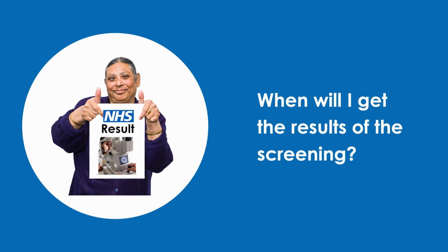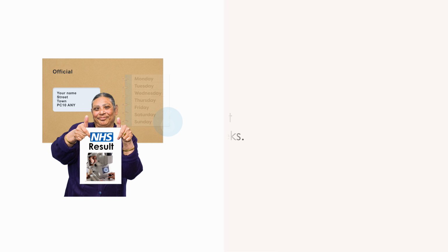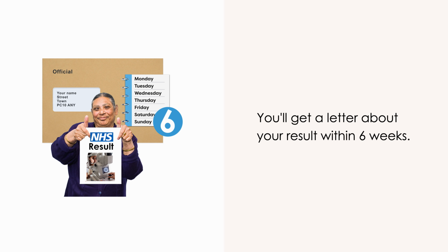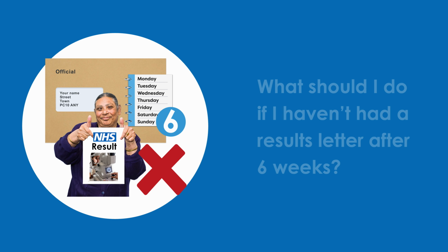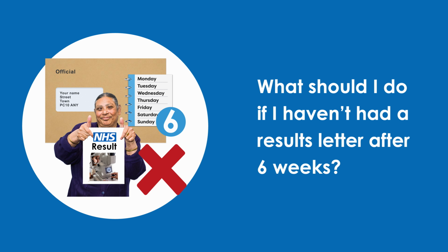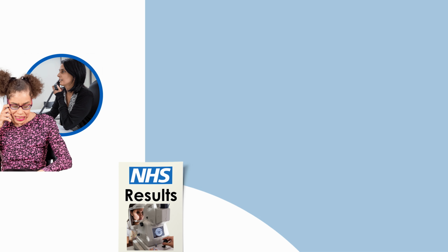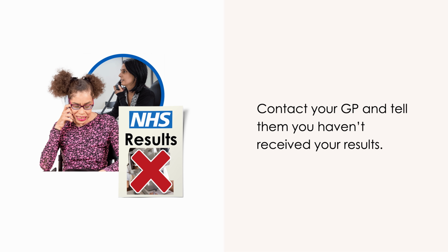When will I get the results of the screening? You'll get a letter about your result within 6 weeks. They won't be able to give you any results on the day. What should I do if I haven't had a results letter after 6 weeks? Contact your GP and tell them you haven't received your results.